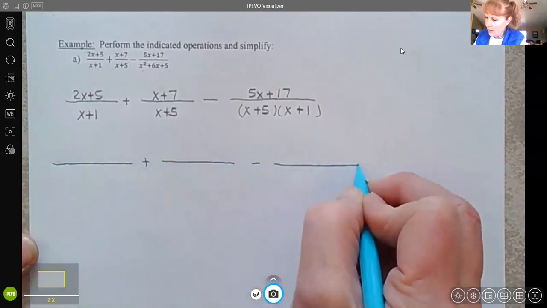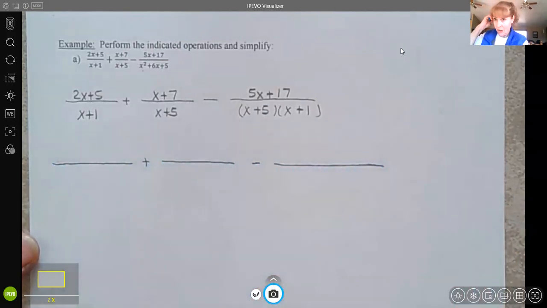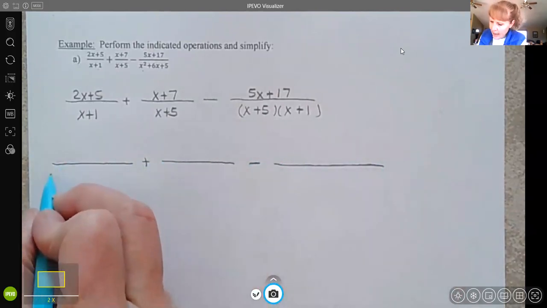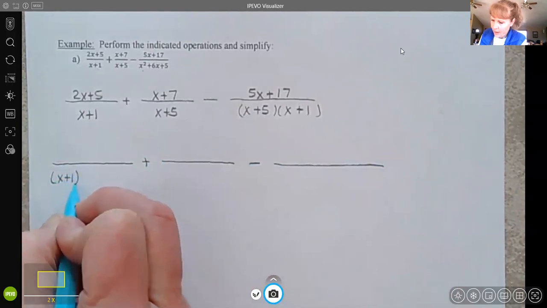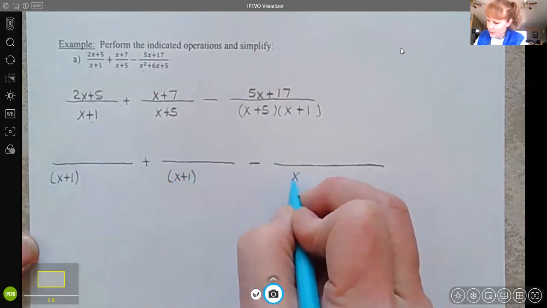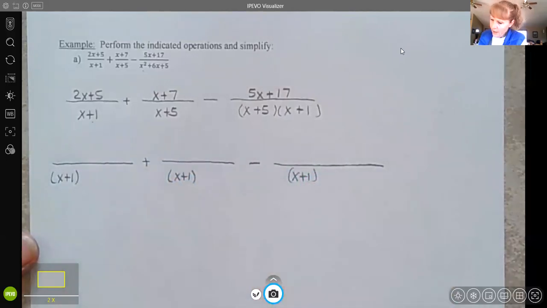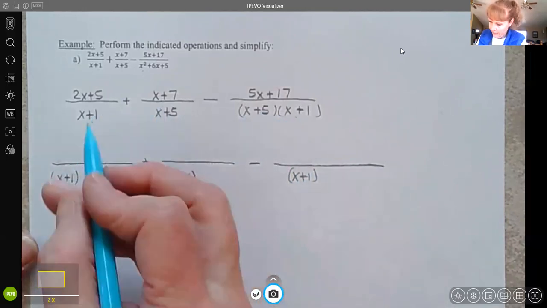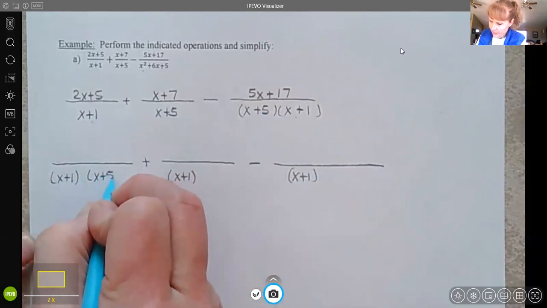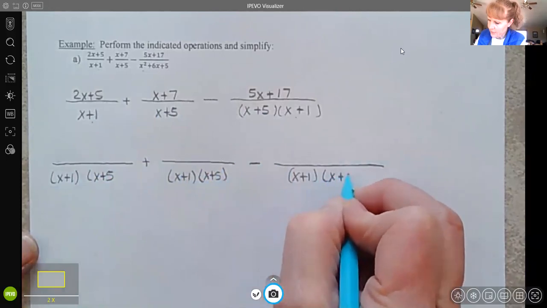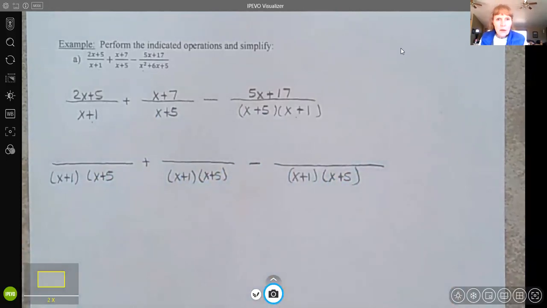I honestly think this is the hardest section in the whole chapter, is this one right here. Okay, I have to have an x plus 1. I'm just starting here on the left. So everybody has to have it. That's part of our least common denominator. That takes care of the x plus 1. And then I need an x plus 5, because I have an x plus 5 up there, and the highest power is x plus 5 to the first. Awesome. That's it for your least common denominator.